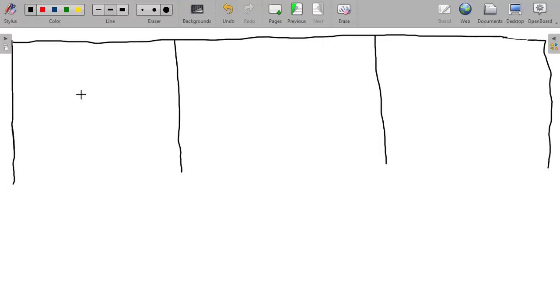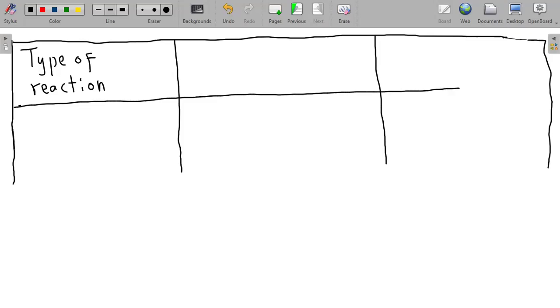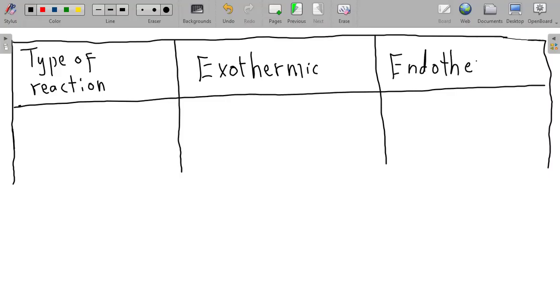So now here we're going to have the type of reaction. And then the types, we have two types. We have exothermic and we have endothermic.